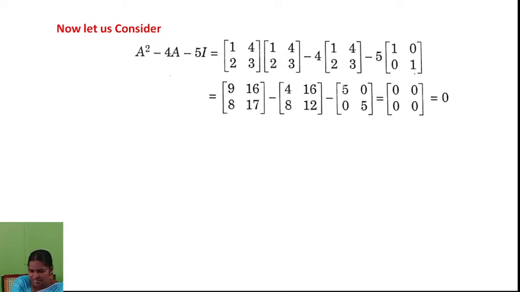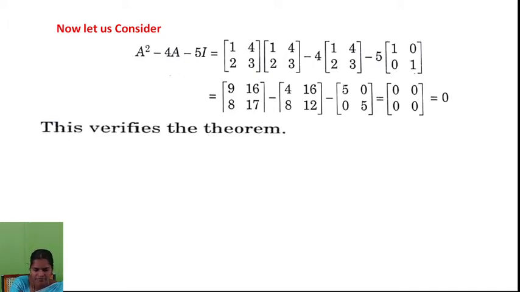If we simplify this equation, we are getting A square is 9, 16, 8, 17. Then 4A is 4, 16, 8, 12. Then minus 5 into I is 5, 0, 0, 5. If we simplify this, we can easily see 9 minus of 4 plus 5 is 9 minus 9, 0. Similarly, 16 minus 16, 0. Here 8 minus 8, 0. In the same way, 17 minus of 12 plus 5 is 17, therefore 17 minus 17 is 0. Therefore, we are getting A square minus 4A minus 5I equal to 0. So, this proves that Cayley-Hamilton theorem is verified.